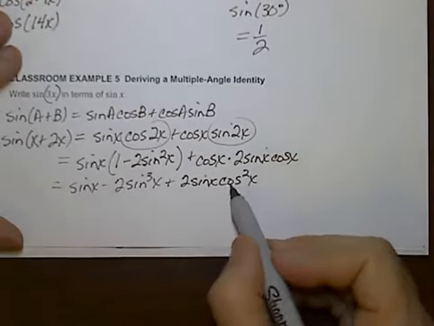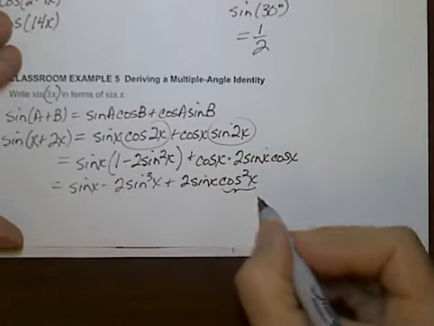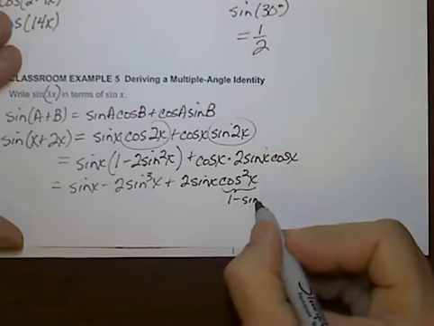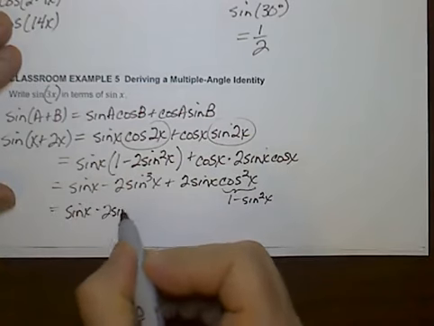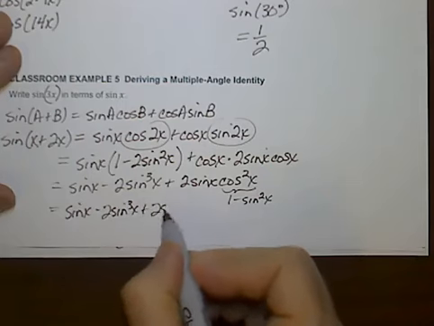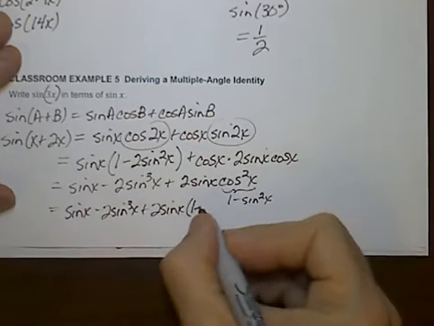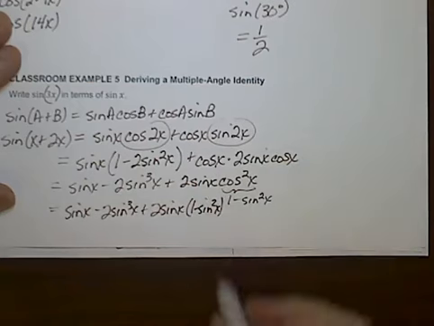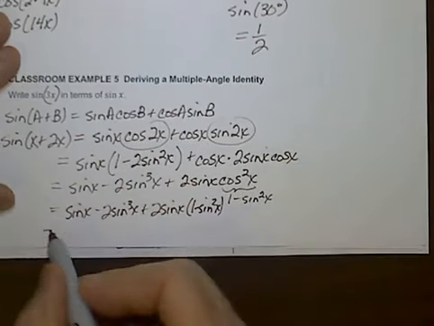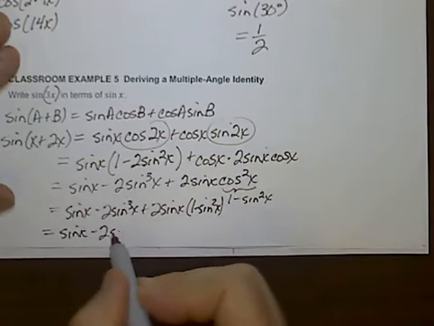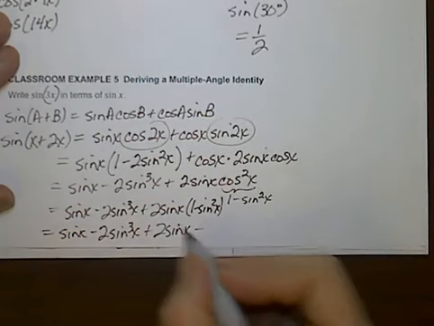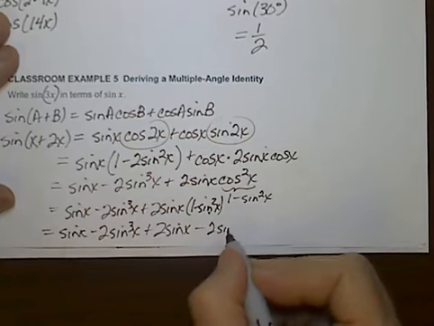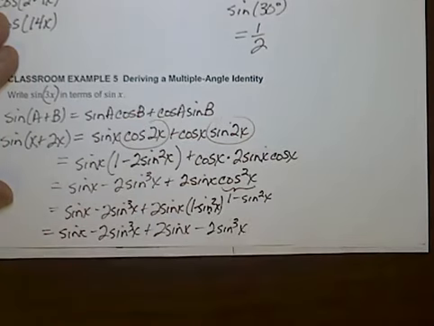Now I'm going to use one of my Pythagorean identities. I'm going to rewrite cosine squared x as 1 minus sine squared x. Now I can distribute the 2 sine x. When I distribute it here, I'm going to get 2 sine cubed x. So everything in here now is in terms of sine.